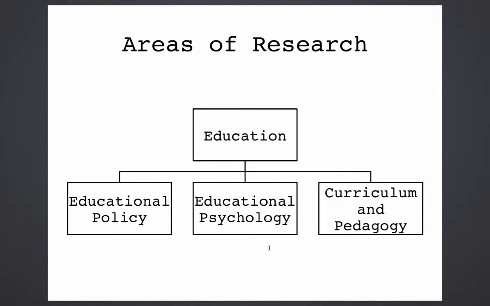So another bit of context that is important to keep in mind is the study of education and the areas of research within the study of education. And so housed in the U of A faculty of education are 3 major areas: educational policy, educational psychology, and curriculum and pedagogy. So policy is really what it says. It's policy about how we do education at all the different levels.